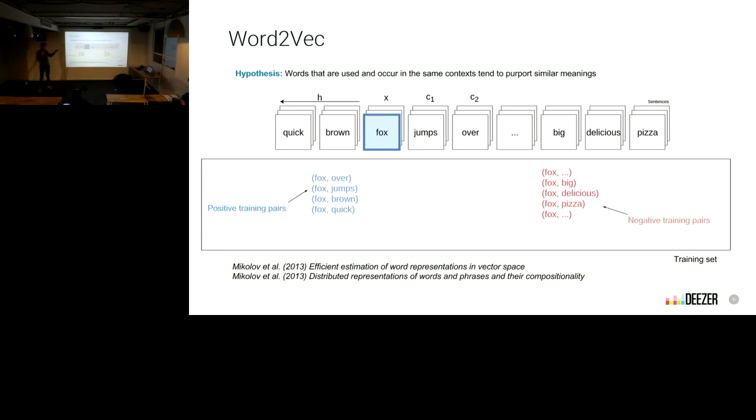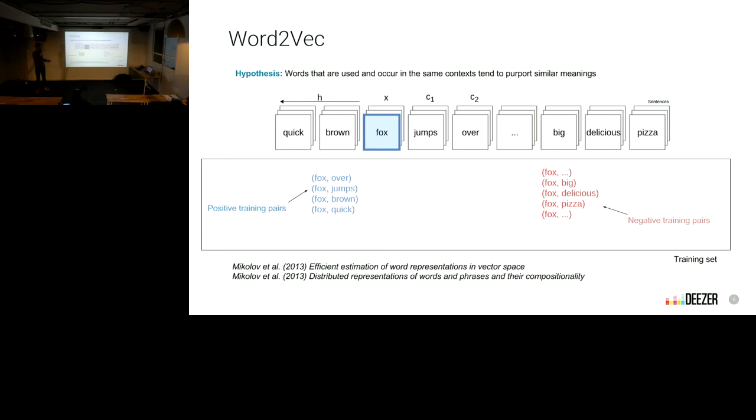And we are going to define a window size h, as you can see here. Within this context window, we can create positive training pairs, that means pairs of words that do appear in the same context. So for example, fox over, fox brown, fox quick. And then we can also create negative training pairs with words that don't appear in this context window. So for example, here, big, delicious, and pizza.